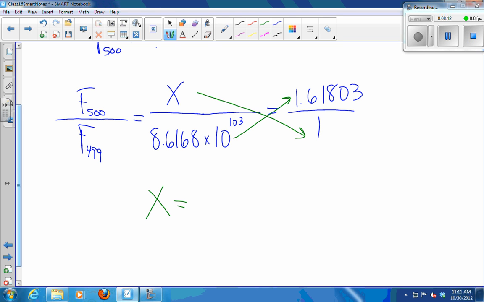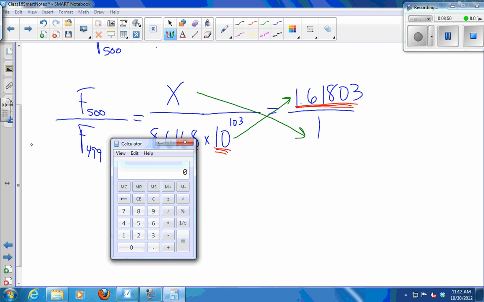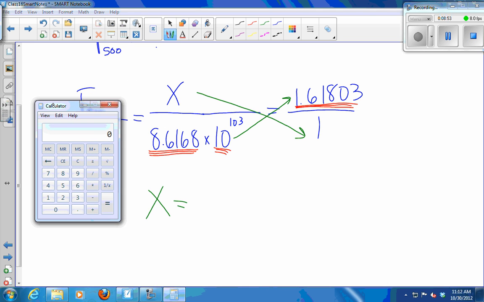Well, I'm just going to multiply the regular part of this number times 1.61803 and carry along the times 10 to the 103. Because this is just multiplication of 3 numbers. So the order in which you multiply doesn't matter at all. So I'm just going to multiply the 2 smaller numbers and write times 10 to the 103 to save myself a little bit of work. Sorry, 10 to the 103.